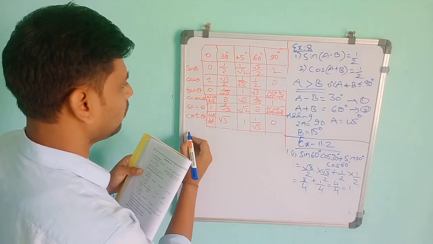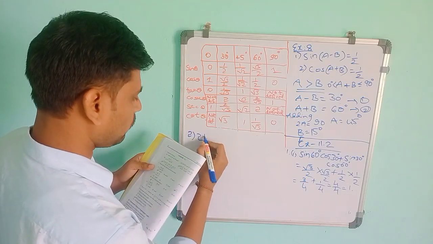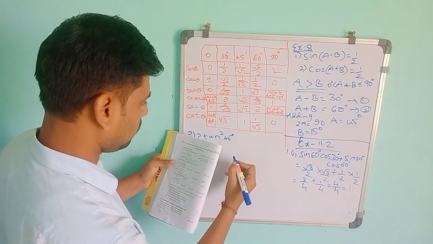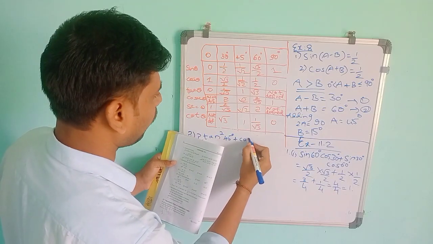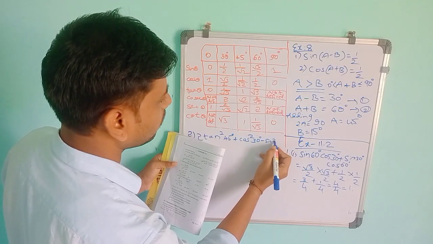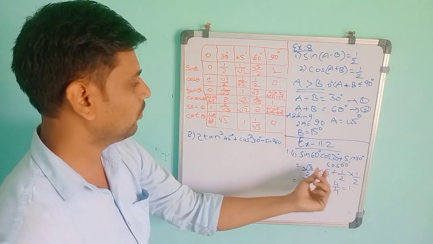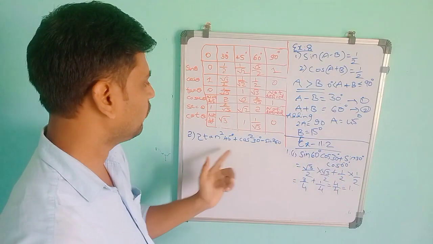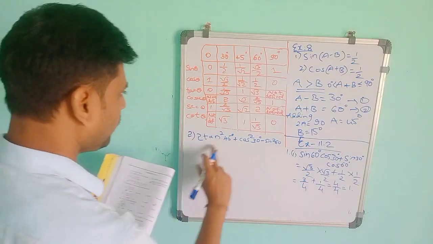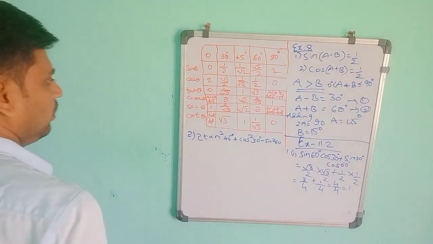So they given the second one: 2 tan square 45 degree plus cos square 30 degree minus sin square 60 degree. You see, they given directly only sin, cos. Here they given squares. Only you have to value the squares. Then 2 tan square 45 degree plus cos square 30 degree minus sin square 60 degree.